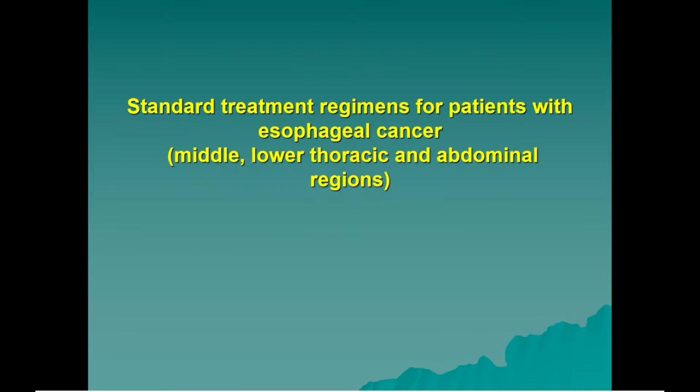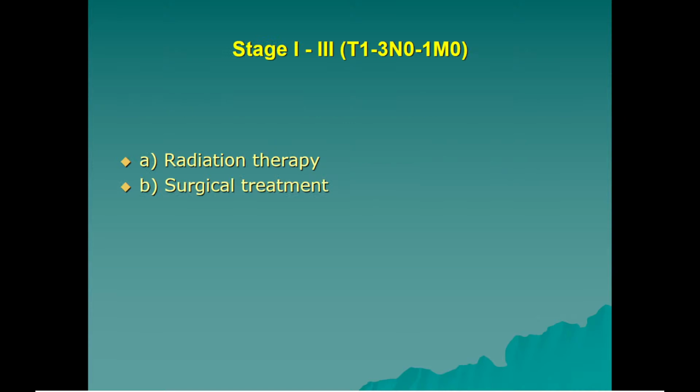Standard treatment regimens for patients with esophageal cancer, middle, lower thoracic, and abdominal regions. Stage 1 to 3. You understand, stage 1 to 3 means T1, 2, 3, N0 or N1, depending on the stage: first, second, and third stage. Radiation therapy, surgical treatment.